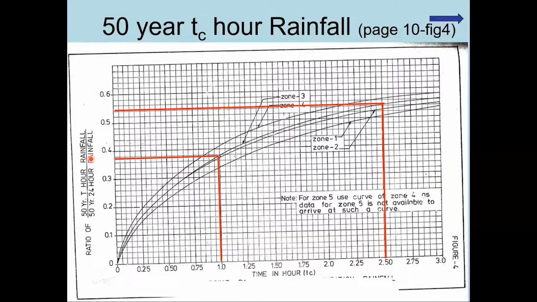I know the 50-year 24-hour rainfall, which we have calculated from the graphs which I have shown and which has also been used in deciding the runoff coefficient. So I know R50 24-hour rainfall, I know TC, I know the ratio. So this ratio multiplied by the 50-year 24-hour rainfall will give me the 50-year T-hour rainfall. Am I clear now?